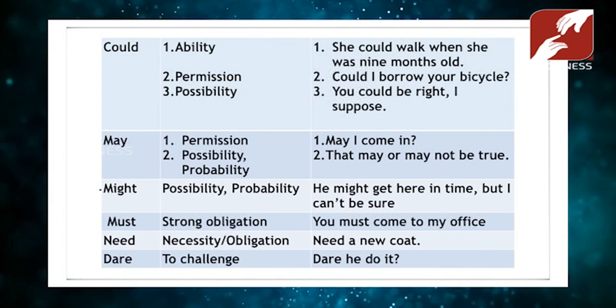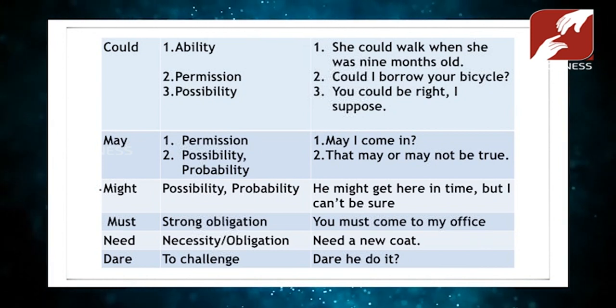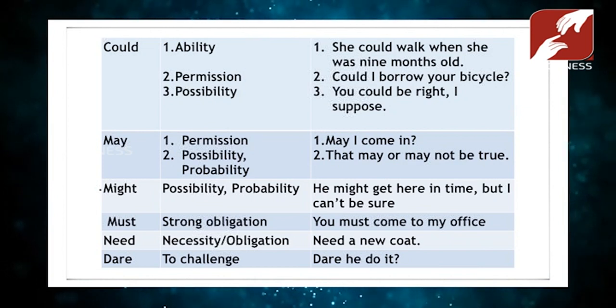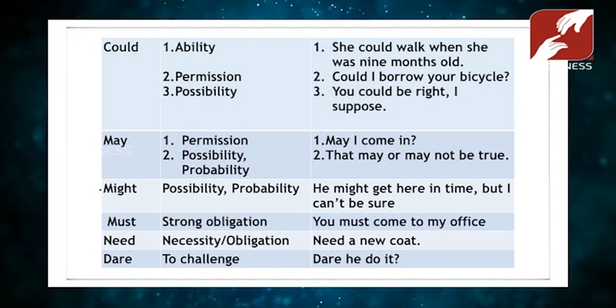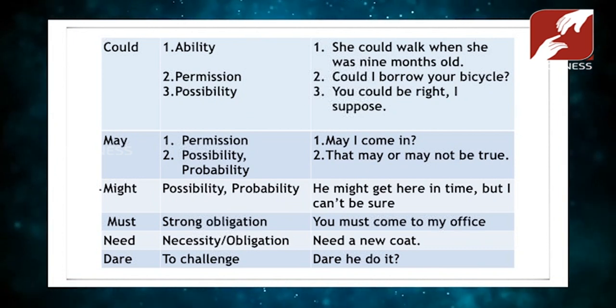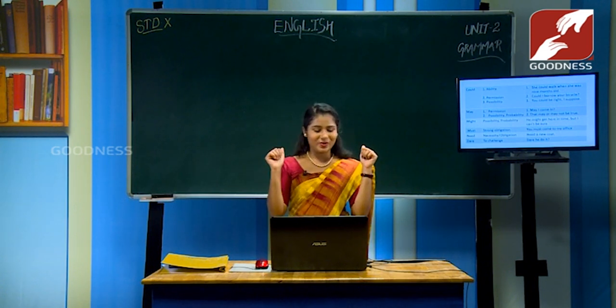Now moving to the next modal auxiliary, might. So what is the usage of this might? Let us see. Might is used to denote a possibility or probability. Example, he might get here in time, but I can't be sure. And this is an example of possibility.